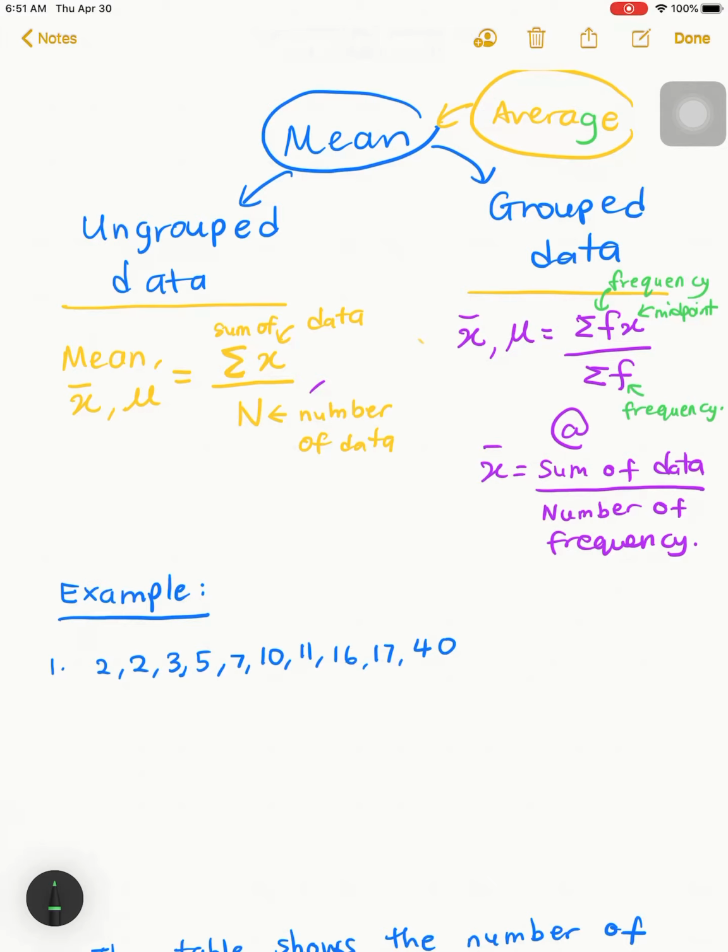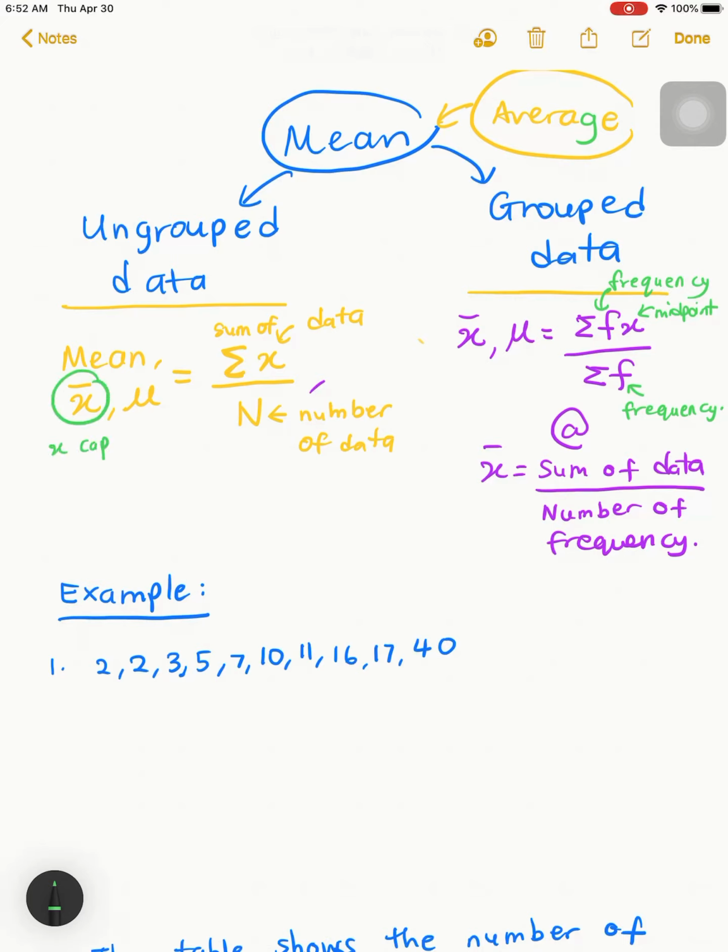Today I'm going to show you something special, only for the mean, which we also call the average. So how do we solve the mean for ungrouped data and for grouped data? There are a few formulas that you will see.